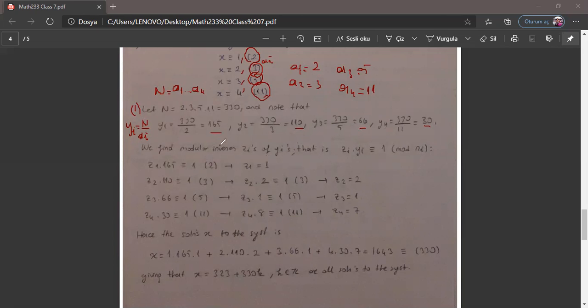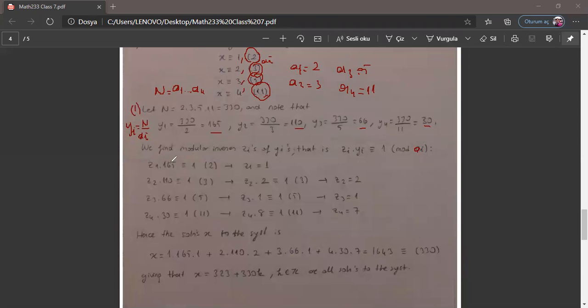For example, first of all, you need to know the definition of modular inverses. We say zi is a modular inverse of yi if we multiply them, and this product is congruent to 1 modulo ni. Then we say zi is a modular inverse of yi.